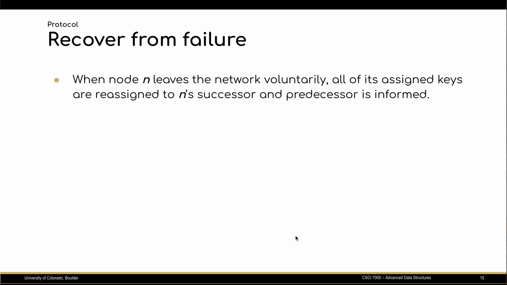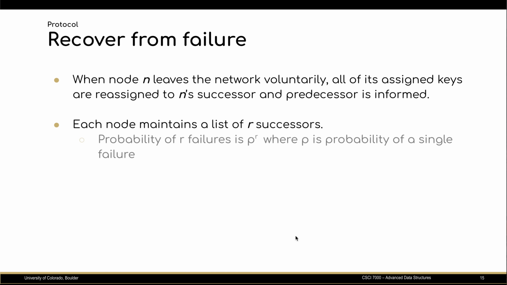Recovery from failure is very critical as well. When a node leaves the network voluntarily, it assigns its keys to its neighbor, both successor and predecessor. The successor and predecessor nodes are informed as well, and that's when they change their pointers respectively. Each node also maintains a list of R successors in case of network partition or an immediate successor going down. The node can reach out to the next successor in the list and so on. And the probability of R failures is pretty low, for p being the probability of a single failure.